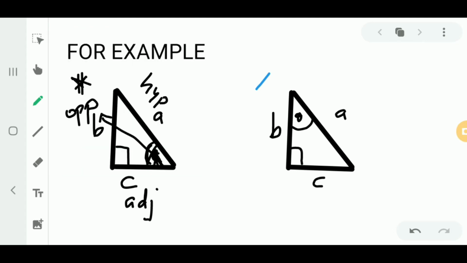Now if we go to the triangle on the right, the longest side is the hypotenuse. So again, A is the hypotenuse. Here, the angle is here. So the opposite to the angle is the side C. So here, C is the opposite. And then the other side is automatically the adjacent. So that's how you decide between B and C being the opposite or the adjacent, depending on where the angle is.